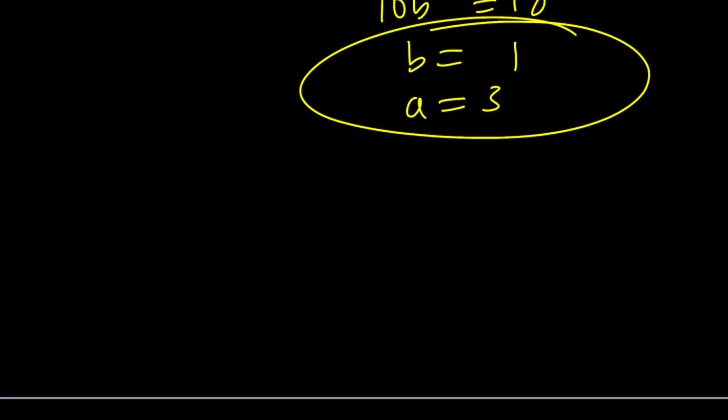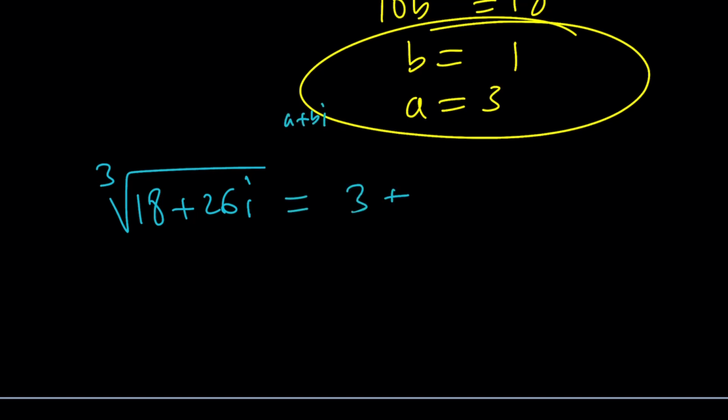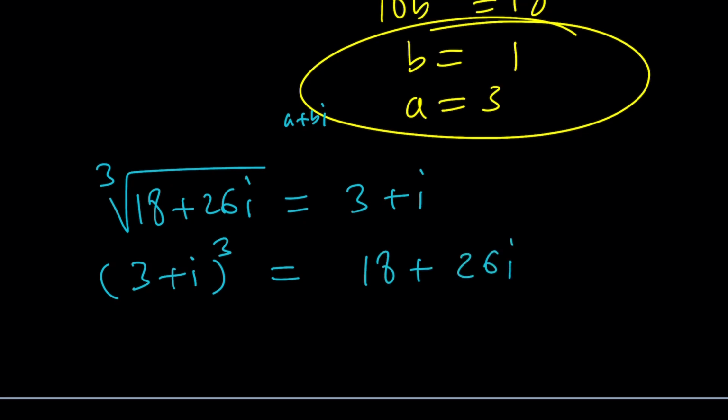Which means, and this is significant, but this is not the funnest part. The fun part is coming up. The cube root of 18 plus 26i, I remember we assumed that it was a plus bi, and now it's 3 plus i. If you don't believe that, go ahead and cube 3 plus i, and you should be getting 18 plus 26i. Very easy to check, right?